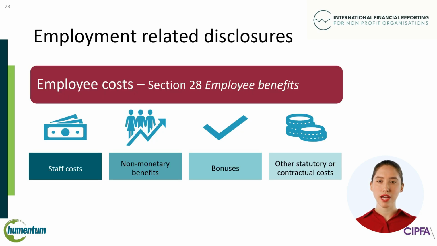For short-term employee expenses, INPAG now requires the separate disclosure of the following costs: wages, salaries, and Social Security contributions; non-monetary benefits for current employees, such as medical care, housing, cars, and free or subsidized goods or services, other than those provided on the same terms as other eligible service recipients; bonuses paid within 12 months after the end of the reporting period in which the employees render the related service; and other staff-related statutory or contractual costs.